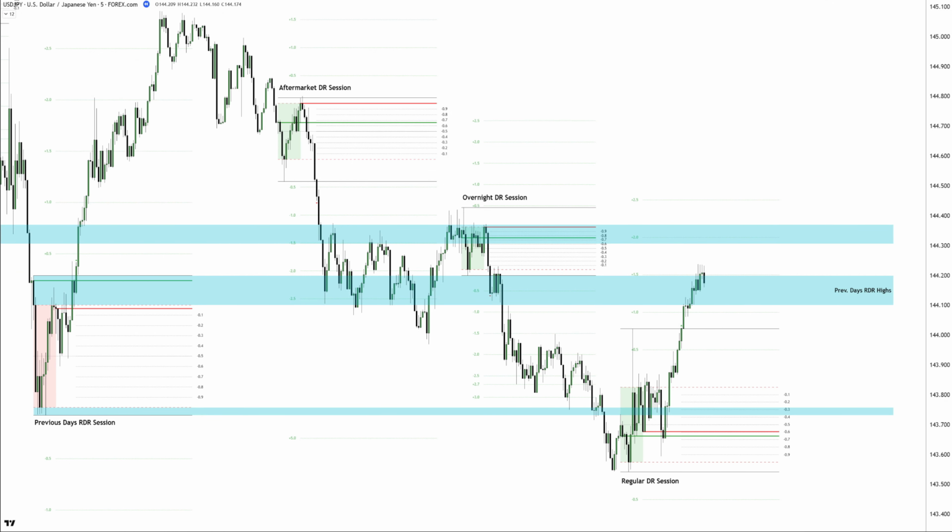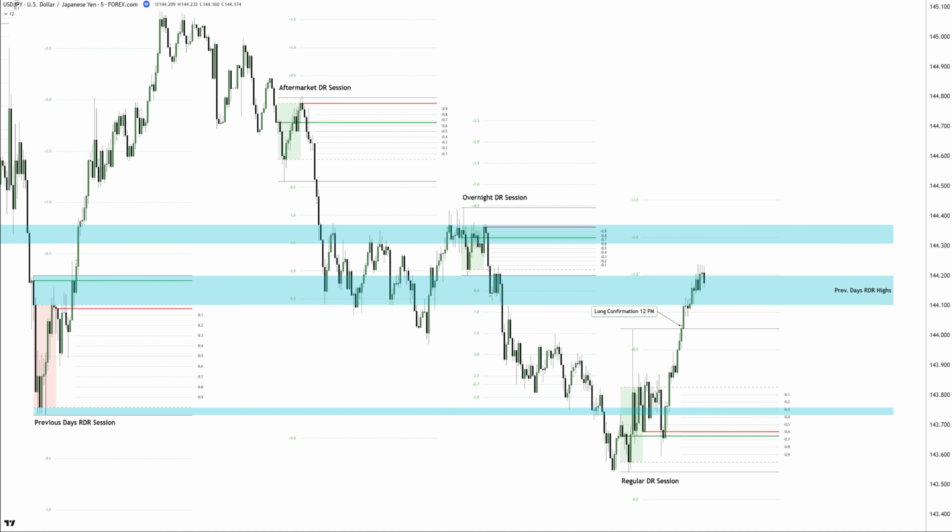Fast forward to the regular DR session. It confirmed longs a little bit later in the session at 12 p.m. and currently following price action is presented. If a retracement happens now back into the defining range, would you feel comfortable taking a long trade? If your answer is no, you're on a good path.